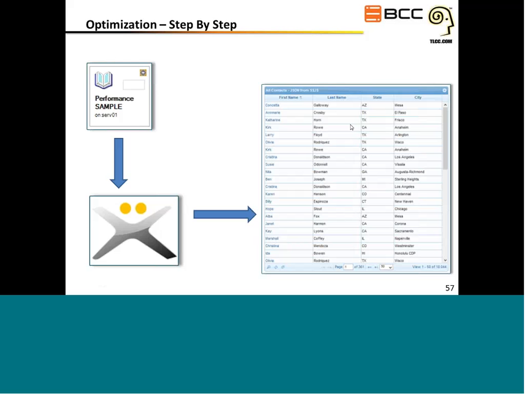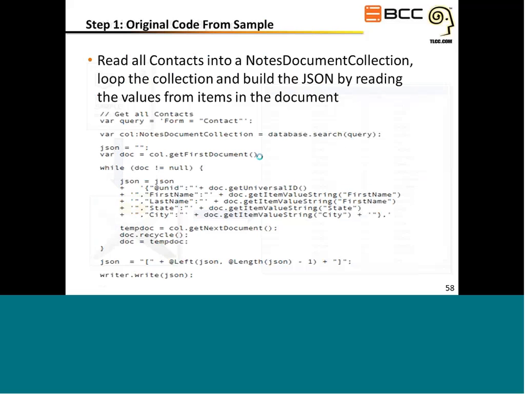I have 18,044 documents in this application. And when I first started the application, it was pretty slow. So what happened? I took a look at the actual original source code from the sample, and here is how it looks.